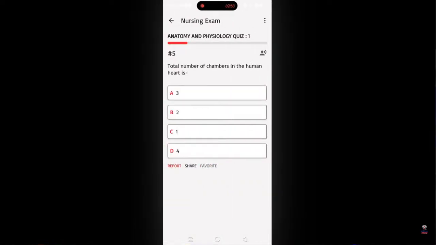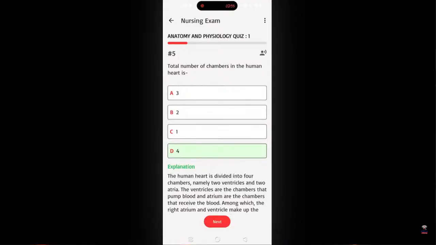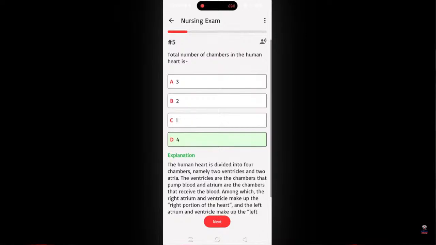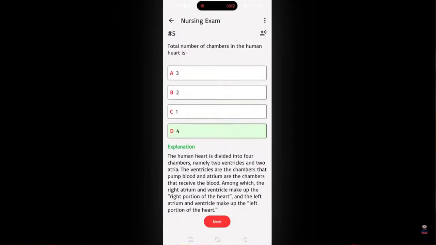Total number of chambers in the human heart is A. 3, B. 4. Correct answer. The human heart is divided into 4 chambers, namely 2 ventricles and 2 atria. The ventricles are the chambers that pump blood and atria are the chambers that receive the blood. Among which, the right atrium and ventricle make up the right portion of the heart, and the left atrium and ventricle make up the left portion of the heart.